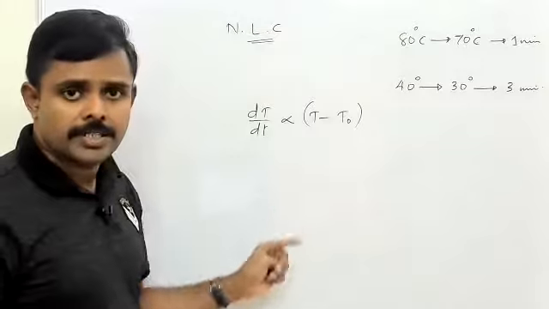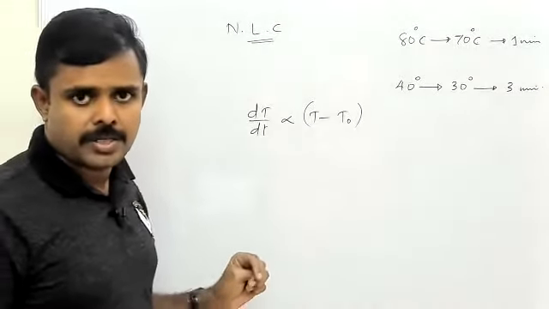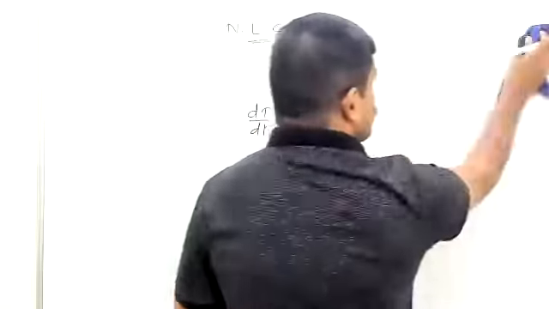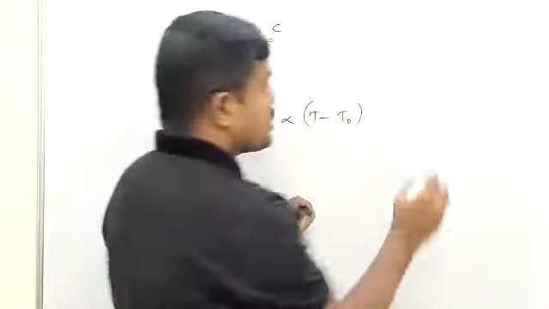dT by dt is proportional to T minus T0. I'll tell you an example question. Then I have included 2 questions on the paper. We will do them one by one.